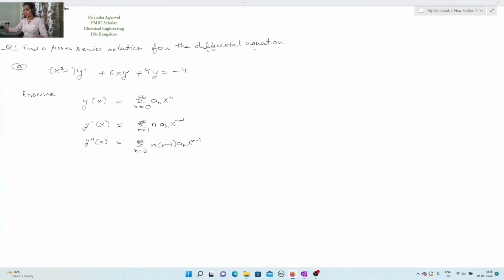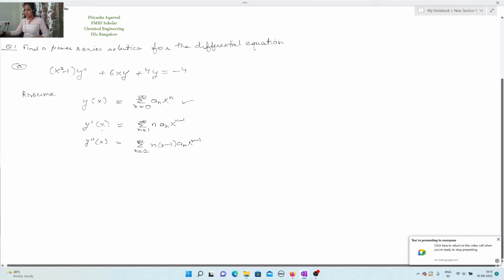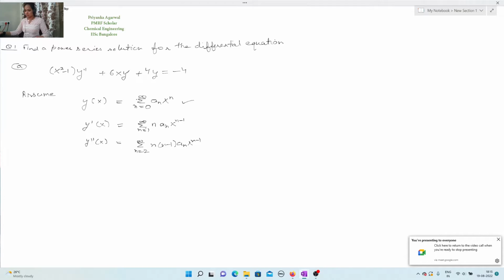Assume that y(x) equals summation n equals 0 to infinity a_n x^n, and then the differential will be summation n equals 1 to infinity n a_n x^(n-1). Here notice that n is starting from 1 because for n equals 0 this term will be a constant, that is a0. So the differential of a constant will be 0. So here n starts from 1, and y double dash will be n equals 2 to infinity, so it is n(n-1) a_n x^(n-2).